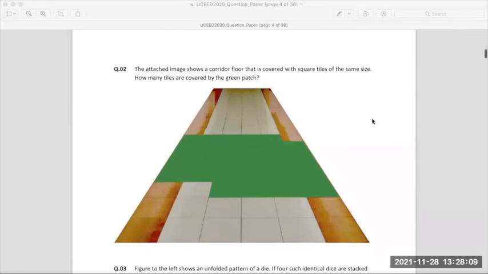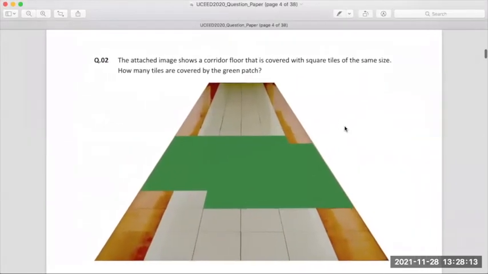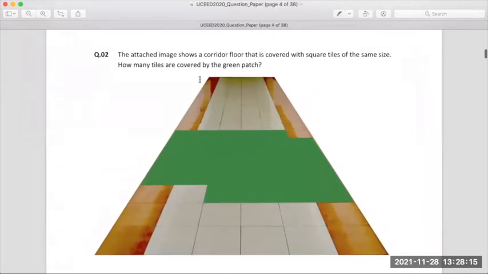This is a fairly easy question. You're given this flooring which is happening in a perspective, and there is a green patch which covers some tiles. What you have to find is the number of tiles in this green tile area. If you look at this figure carefully, you might be able to spot certain grooves. Are you able to?